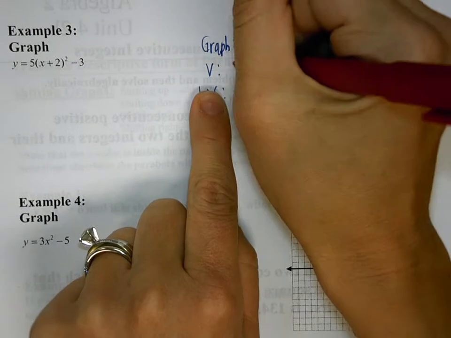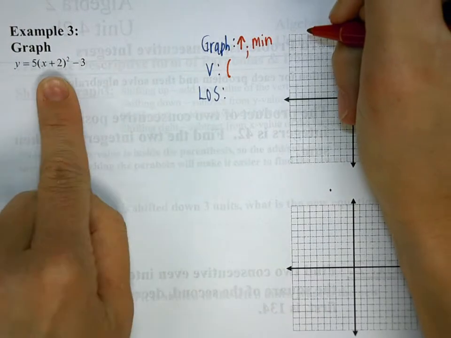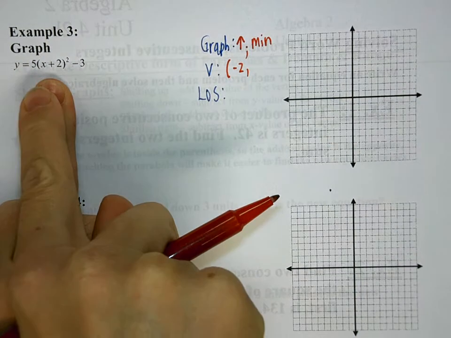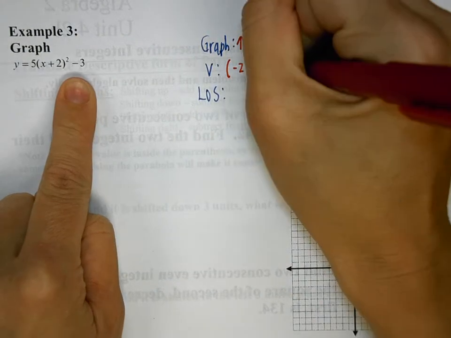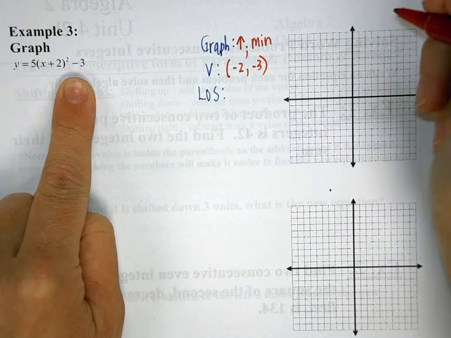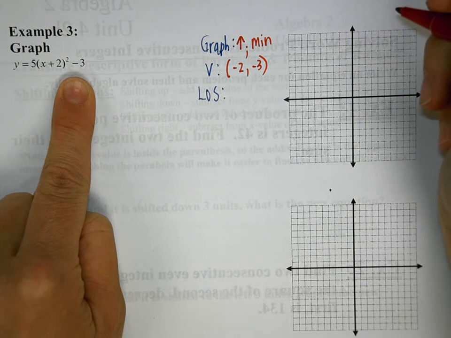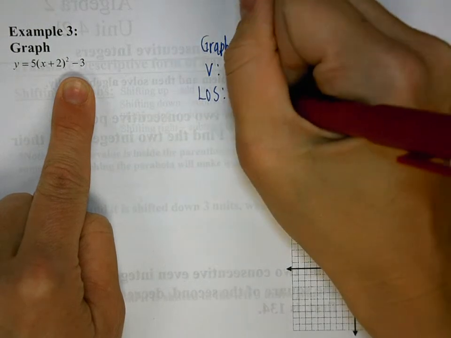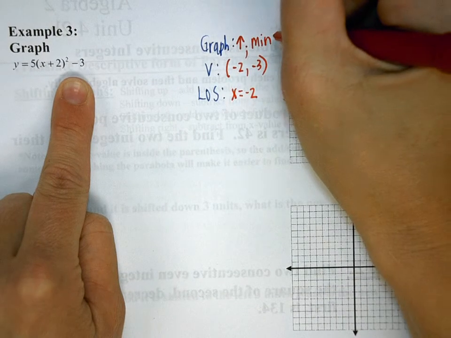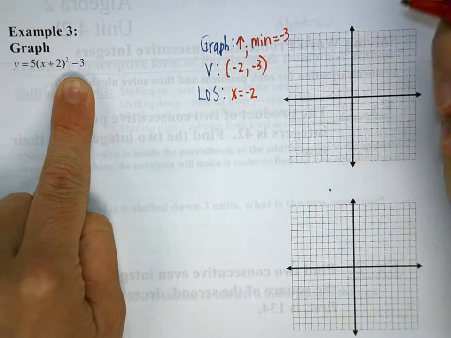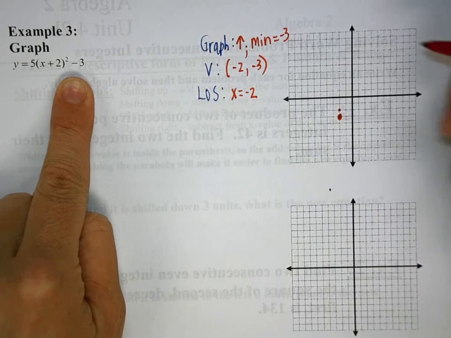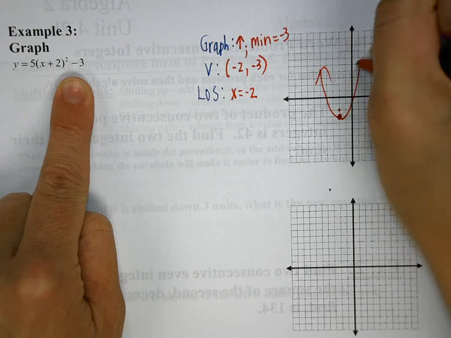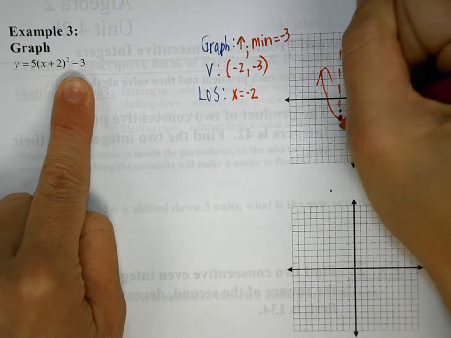Okay, my vertex, what is the x value of the vertex? -2, because whatever is in parentheses ends up being the opposite. If you set that equal to 0, you get x equals -2. What is my y value? -3. With that information, we know that our line of symmetry is x equals -2. And what is my minimum value? -3. When we graph, we go left 2, down 3, make a point. From there, my graph is going up, and my line of symmetry is there in the middle.